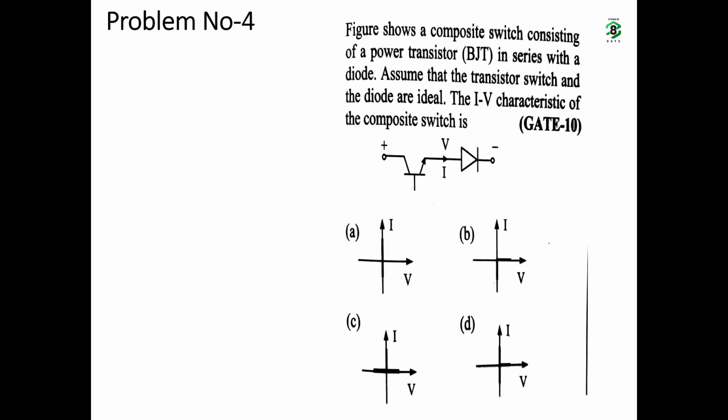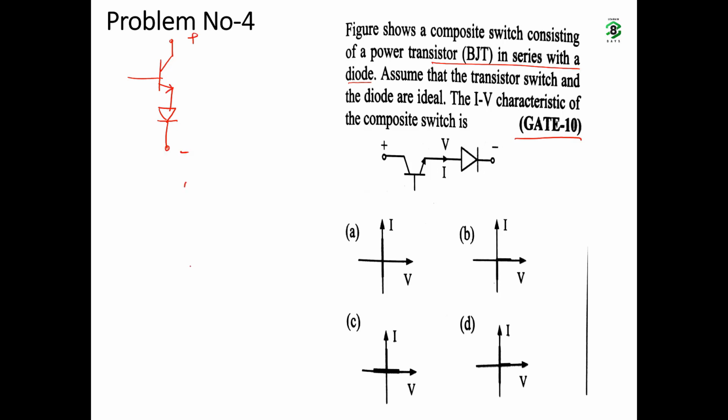Next question. This has been asked in GATE 10. Figure shows the composite switch consisting of a power transistor in series with a diode. Assume that the transistor switch and diode are ideal, the IV characteristics. Okay, it is a BJT in series with a diode. Just now I have explained. Let us explain it one more time.